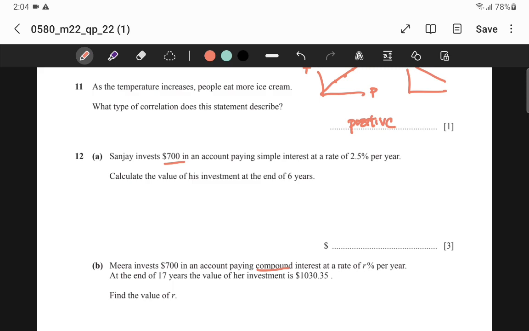Okay, so in here, Sanjay invests $700 in an account paying simple interest at a rate of 2.5% per year. So it means we calculate first what will be the interest that Sanjay gets per year.